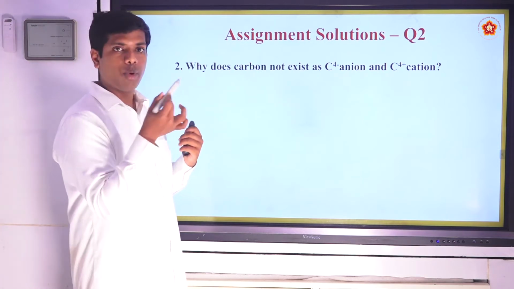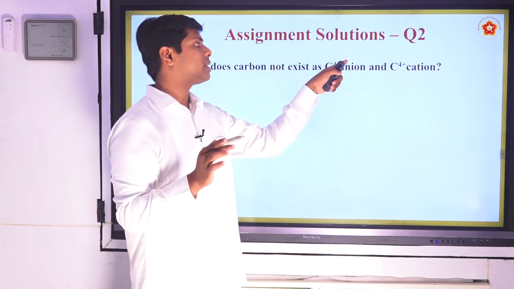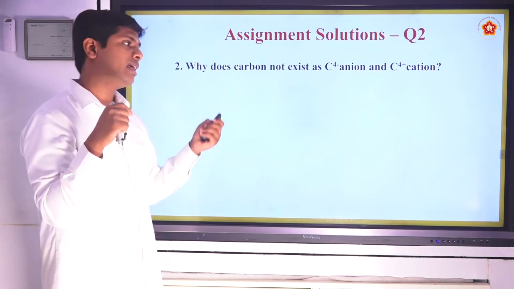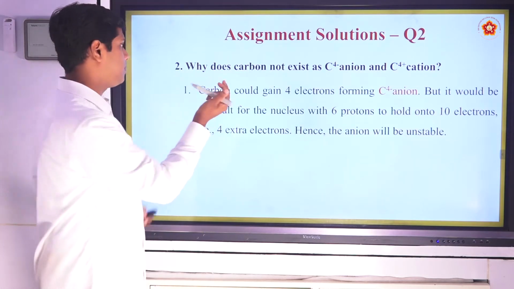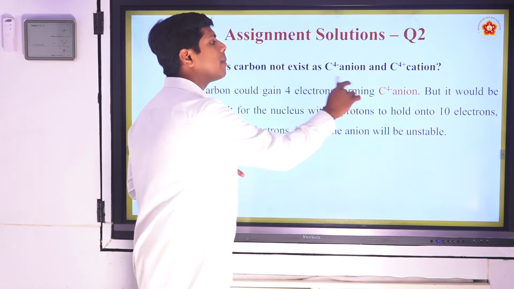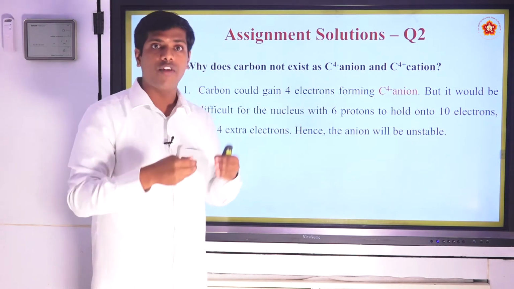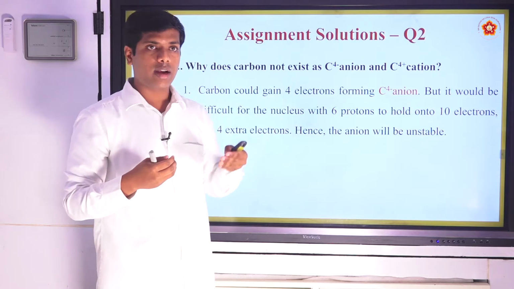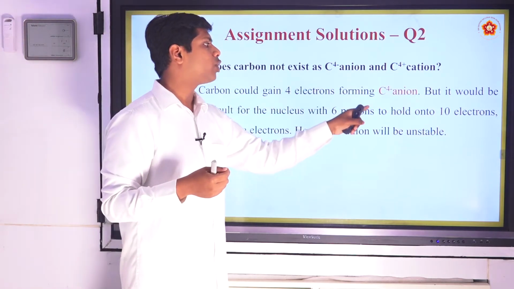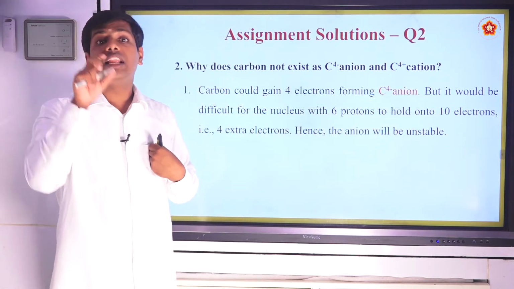Next question, a very important question. Why does carbon not exist as C4 minus anion or C4 plus cation? We have already discussed in the last class. Let us quickly recap this very important concept. Carbon would gain 4 electrons forming the C4 minus anion. Anion means gain, that is C4 minus means gaining 4 electrons. But it would be difficult for a nucleus with 6 protons to hold on to 10 electrons. For the nucleus it would be very difficult.